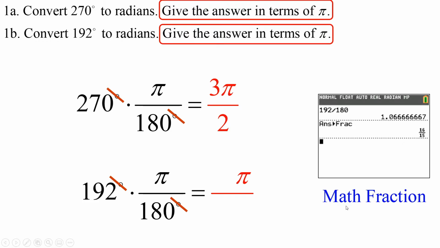And then here's what comes up when you hit math fraction. Answer fraction. Okay, so I hit enter after that and I get 16 over 15. So guess what? 192 over 180 reduces to 16 over 15. And there's your answer to 1B right there. All right, get really good at this math fraction because it's great to be able to simplify fractions, and you've got a great calculator that will do that for you.